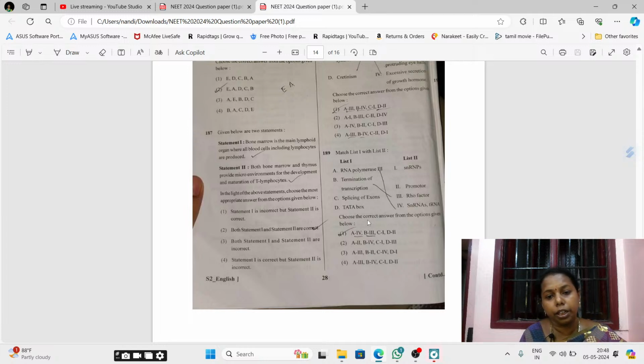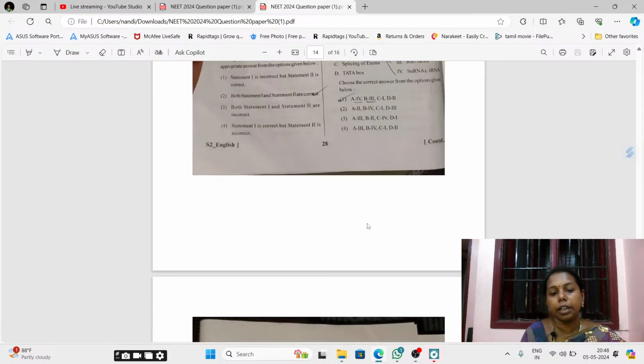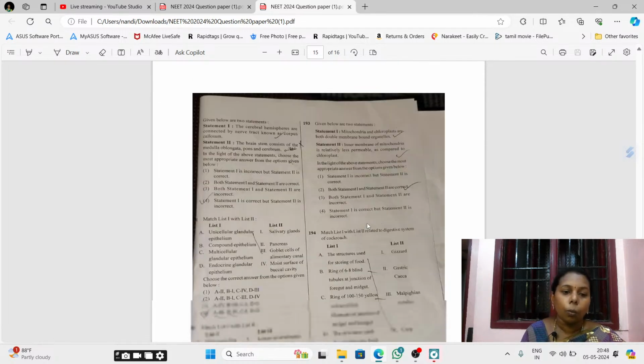189, we have to match again. RNA polymerase is for small nuclear RNA and tRNA. Termination of transcription, rho factor. Splicing of exons, small nuclear RNPs. TATA box is a promoter. So that is in option A. Option 1 is the correct answer for 189.